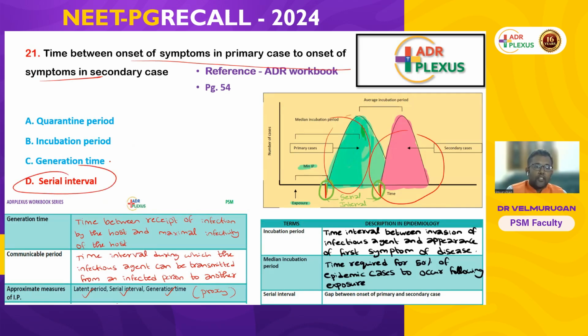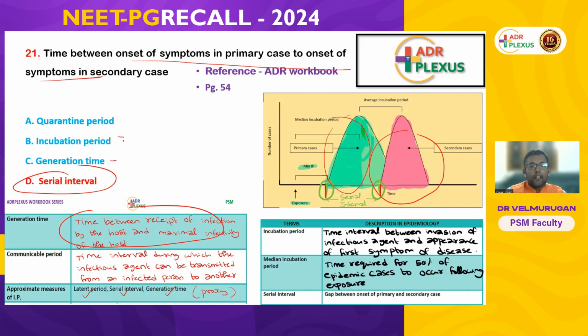What is the generation time? Generation time is the time between the receipt of the infection by the host to the maximal infectivity of the host, or time between the receipt of the infection by one host and the receipt of the infection by another host. That is called the generation time.